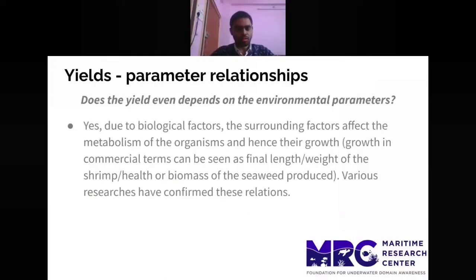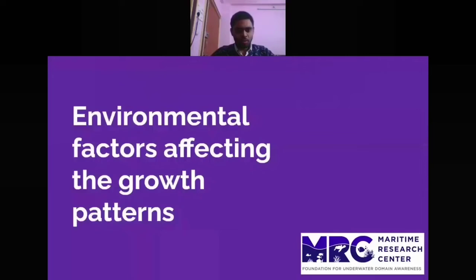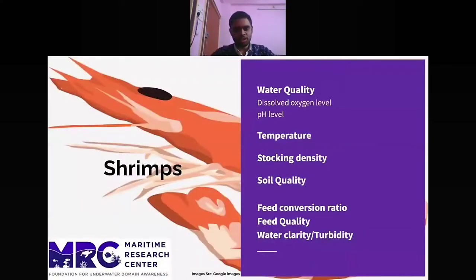So yes, we can see from various researches done on these both organisms, that is the shrimps as well as seaweed, that the biological factors of these organisms are affected by the surrounding factors. So these are the environmental factors affecting the growth pattern of the shrimp: the water quality of the pond, the temperature, the stocking density, that is the number of shrimps grown per square meter, the soil quality, the feed conversion ratio.